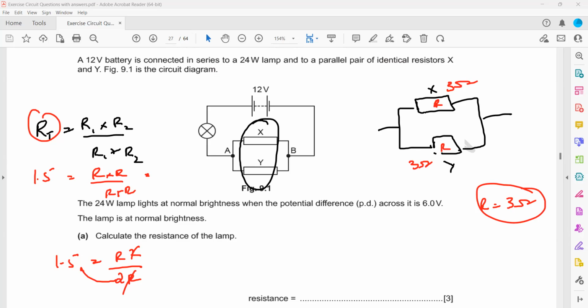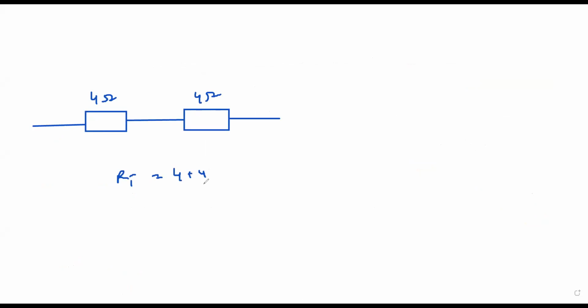Whenever two resistors are connected in parallel, the combined resistance decreases. When two resistors are connected in series, the combined resistance increases. So if you have two resistors connected in series, and each has a resistance of 4 ohms, and I want the combined resistance of these two, we simply sum them. 4 plus 4, the combined resistance is 8. So whenever the components are connected in series, the combined resistance increases. But if the two components are connected in parallel, the combined resistance of the circuit decreases.